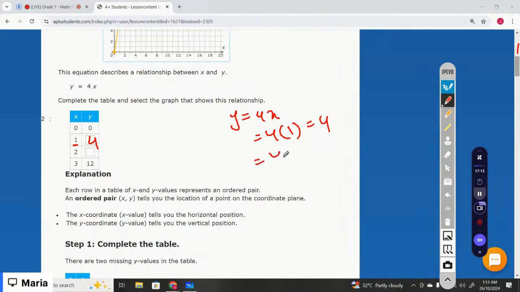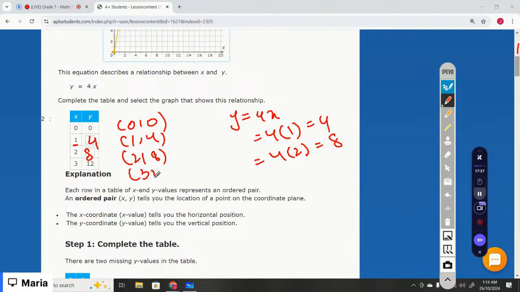For x equals 2, replace x with 2. So 4 times 2 is 8. So the second value is 8. So basically they are the ordered pairs x and y, right? Like this you have 0, 0, then 1 and 4, 2 and 8, and 3 and 12. These are the x values, the first values, and the second values are y values.